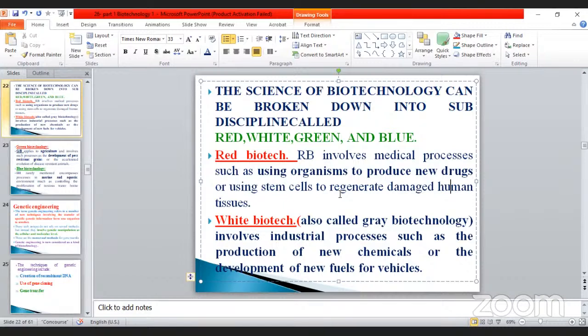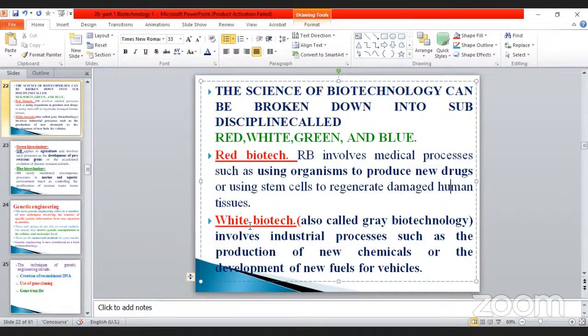Next one is called white biotechnology. It is also called gray biotechnology. What is the main application of white biotechnology? It involves industrial processes, such as the production of new chemicals or the development of new fuels for vehicles. These are called white biotechnology.